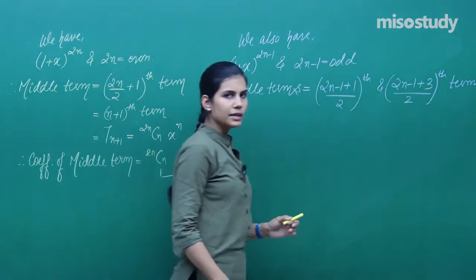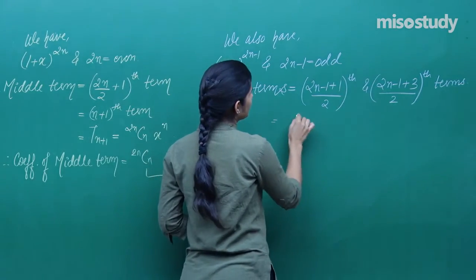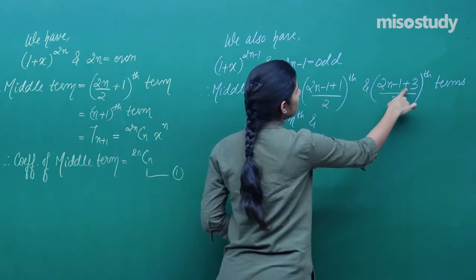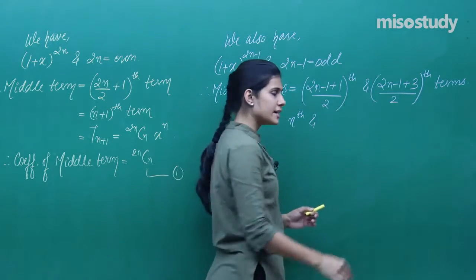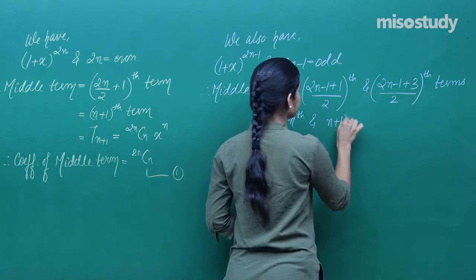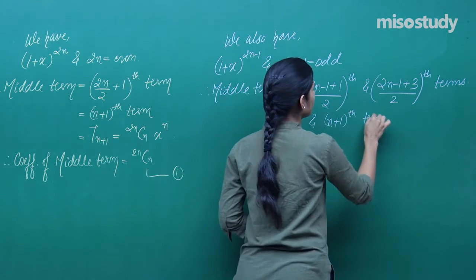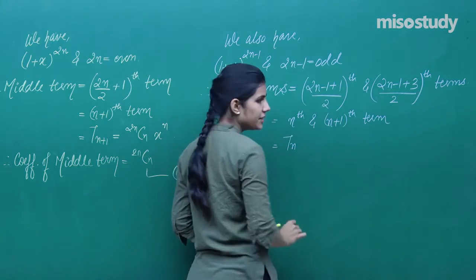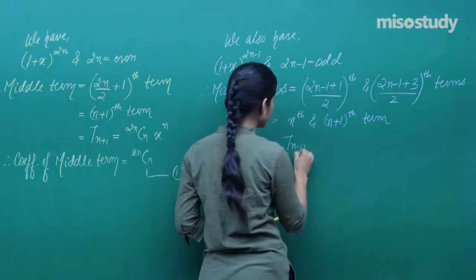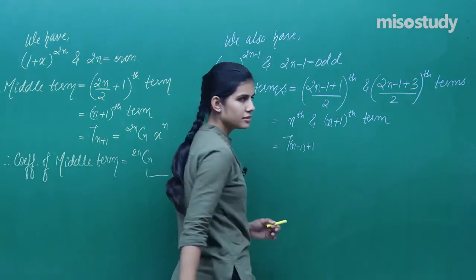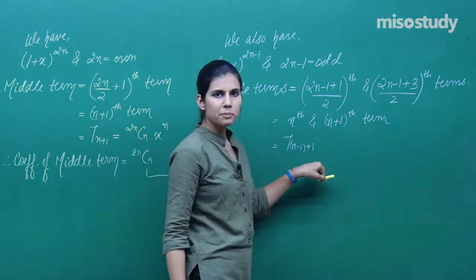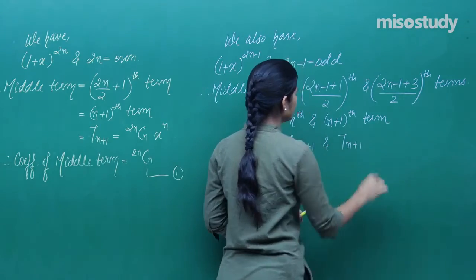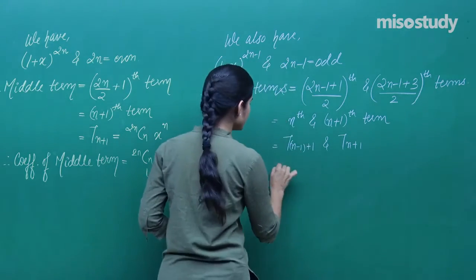These two terms are my middle terms. That is 2n by 2, that is the nth, and 2n plus 2 by 2, that is the n plus 1th. Fine. The nth term can be written as n minus 1 plus 1, because I have to write it in the form of r plus 1, right? And Tn plus 1, what is this?